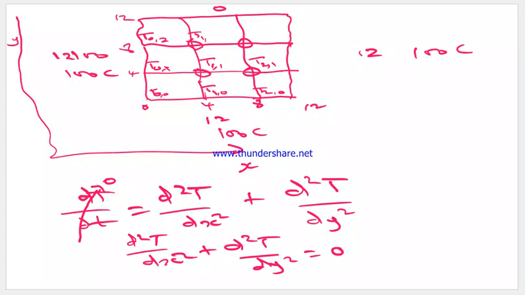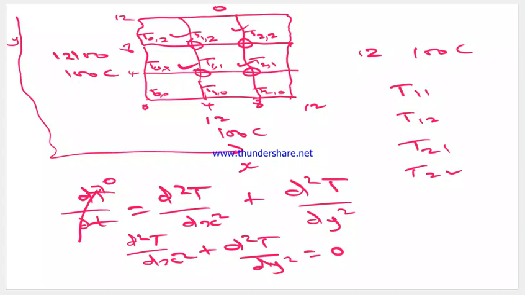T remains 1, but the y is still at 2, and here the x goes to 2, and our y remains at 2. So those are the points. So we are looking for the internal points. We are looking for T11, T12, T21, and T22. So those are the 4 points we are looking for, because those are the mesh points, the internal points. So how do we go about it?